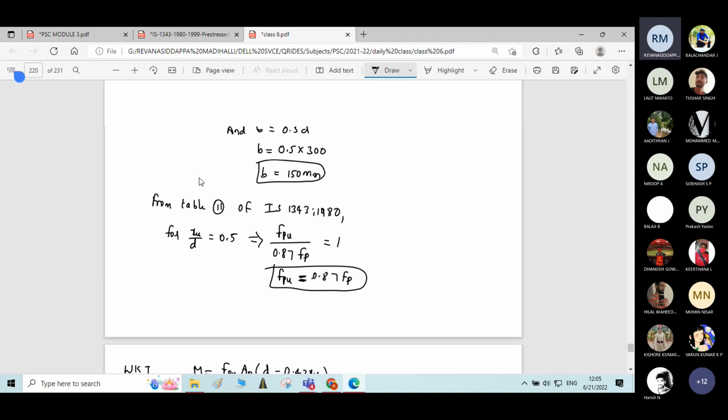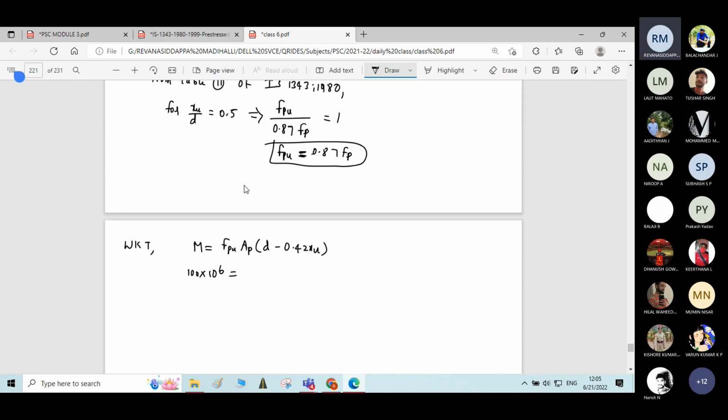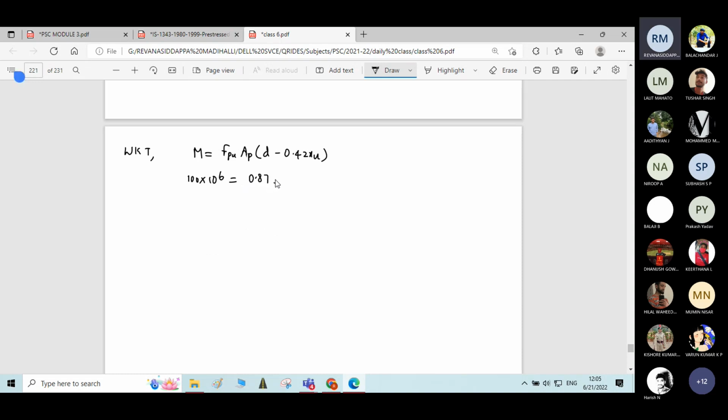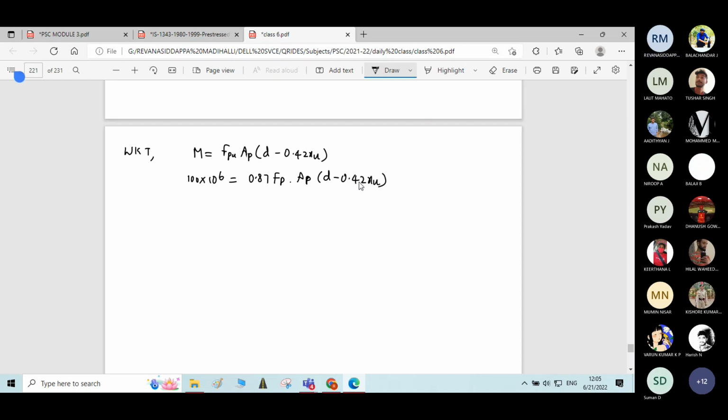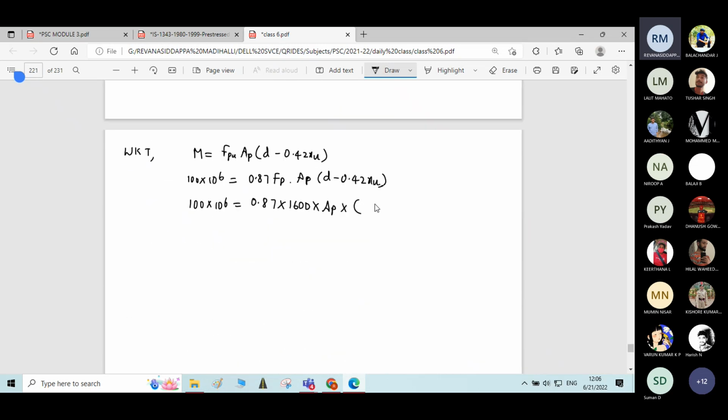Therefore, here moment acting is how much? Moment acting given is 100 into 10 power 6. Substitute here 100 into 10 power 6 is equal to FPU, which is 0.87 FP, into AP into D minus 0.42 XU. Okay. Now 100 into 10 power 6 is equal to 0.87 into FP is given, that is 1600. AP is unknown, keep as it is, into D is known. How much is the D? We have fixed 300 mm and B is 150 mm. 300 minus 0.42 into XU.